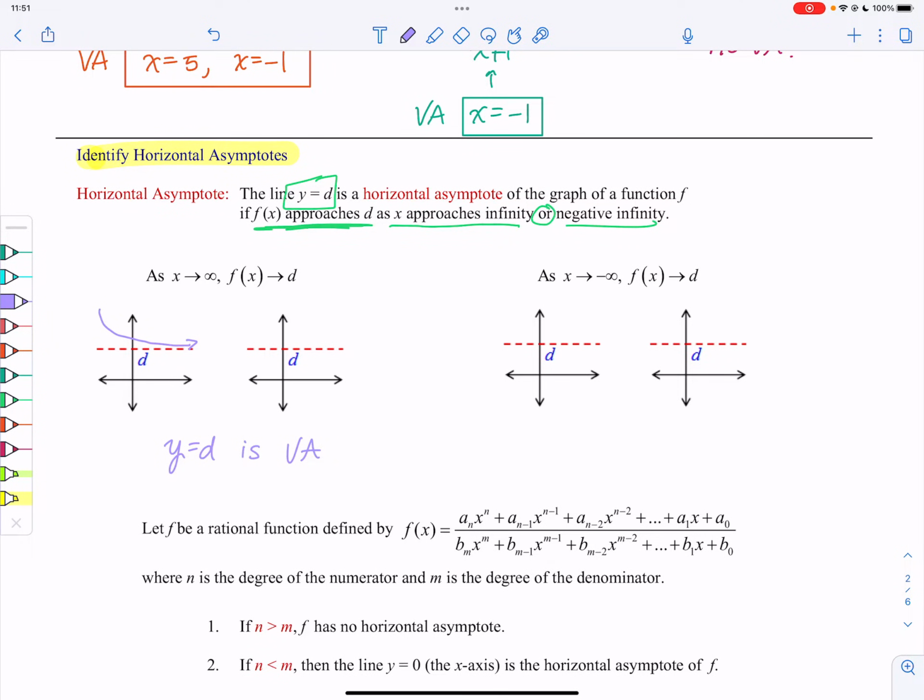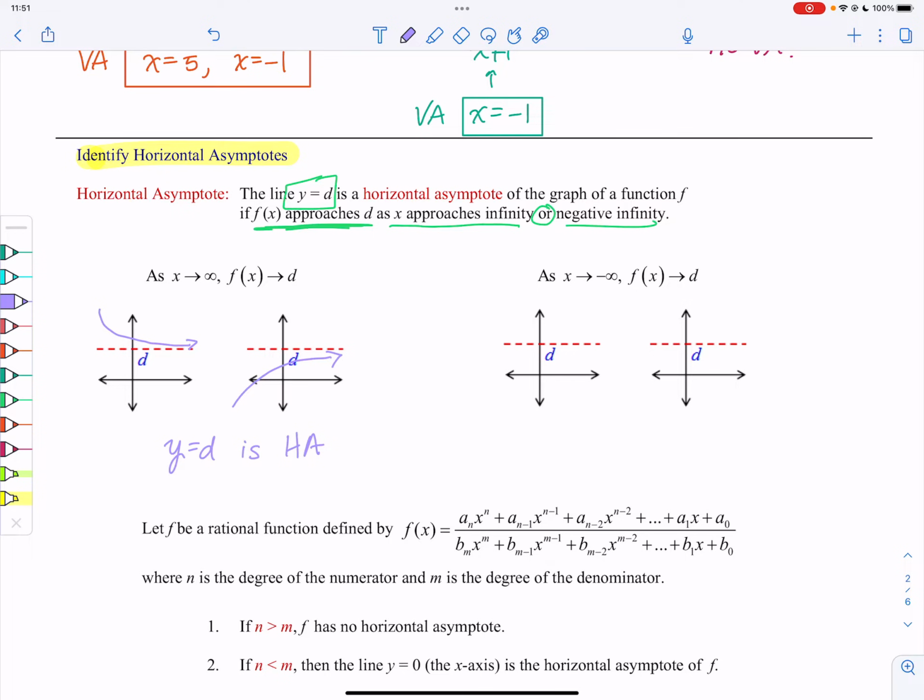We can also approach negative infinity, and you can see y equal to d is also a horizontal asymptote.